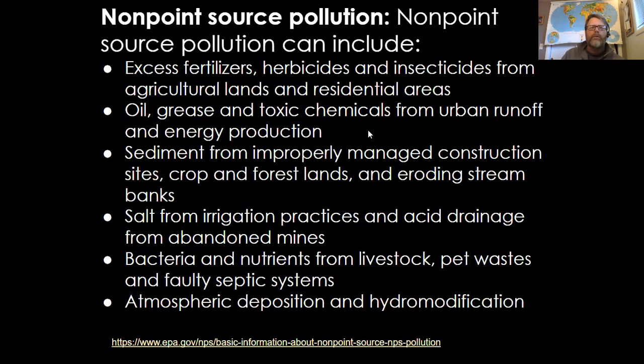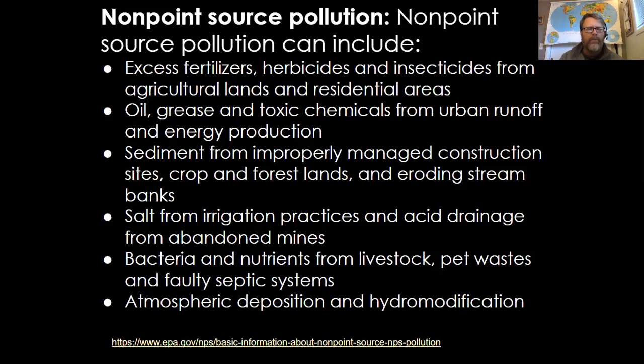Okay, if we're looking at specific categories of non-point source pollution, we can talk about things like fertilizers, herbicides, and insecticides. Those are some of the biggest contributors to non-point source pollution. Also oil and grease and toxic chemicals, okay? So anything coming out of your car, like antifreeze, that would be a toxic chemical. And sediment from improperly managed construction sites.